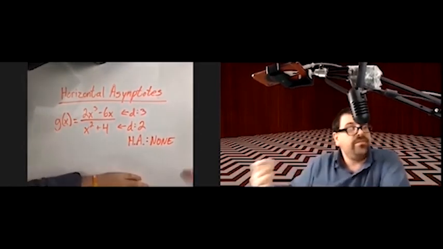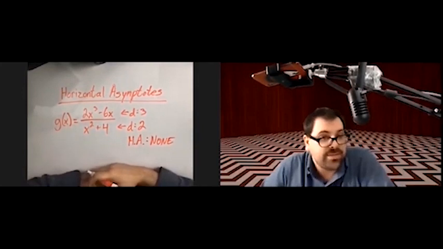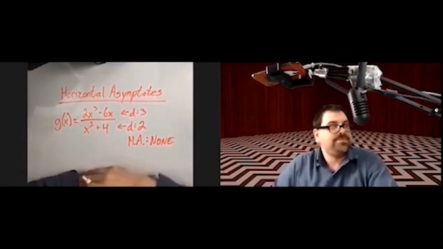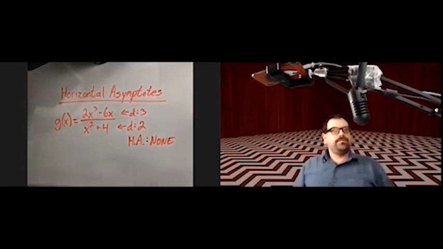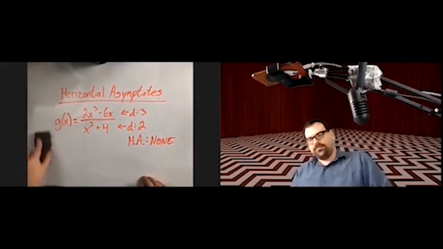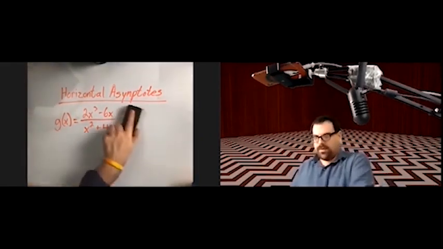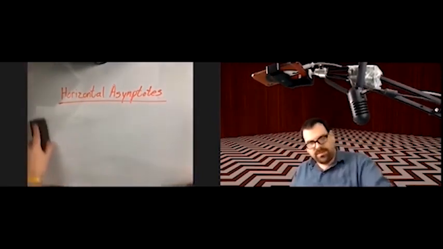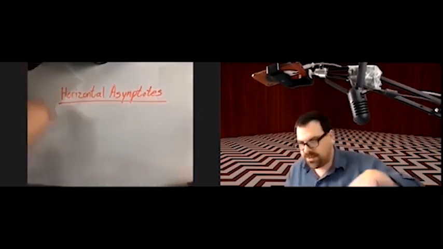We would instead have a slant asymptote. And we're not going to find that here. None is an acceptable answer. All because the degree of the top was bigger. That means no horizontal asymptote.